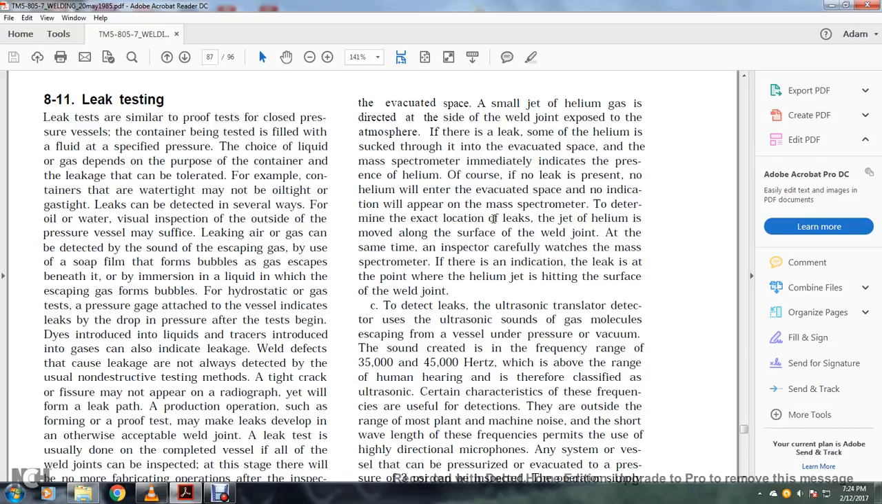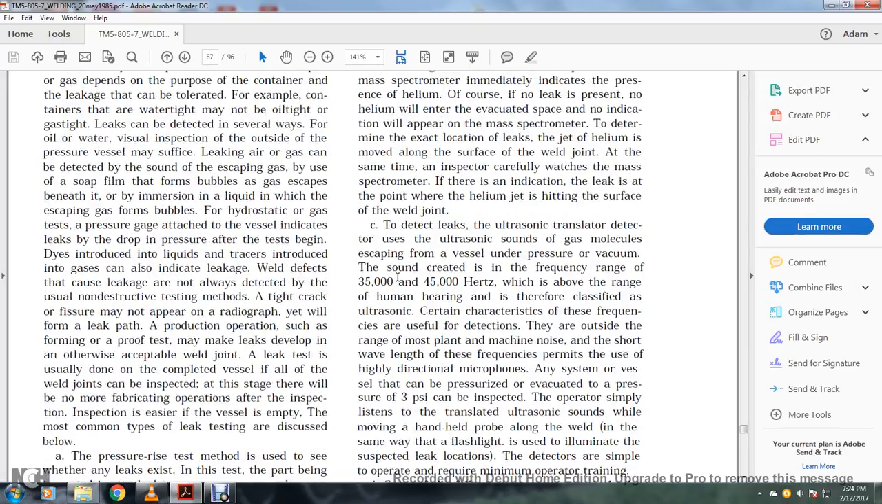To determine the exact location of the leaks, the jet of helium is moved along the surface of the welded joint. At the same time, the inspector carefully watches the mass spectrometer meter. If there is an indication, the leak is at the point where the helium is hitting the surface of the welding joint.